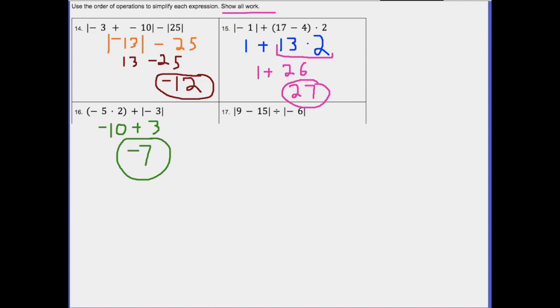Last one here, number 17. 9 minus 15, so that's going to be negative 6. And I still have that absolute value, so we're going to do that in just a minute here. And this one, absolute value of negative 6 would be 6. So let's simplify this to 6. Now I have 6 divided by 6, and I get positive 1. So be careful to show all your work. Each little step is important here, because it's showing that you know the whole process to do these.